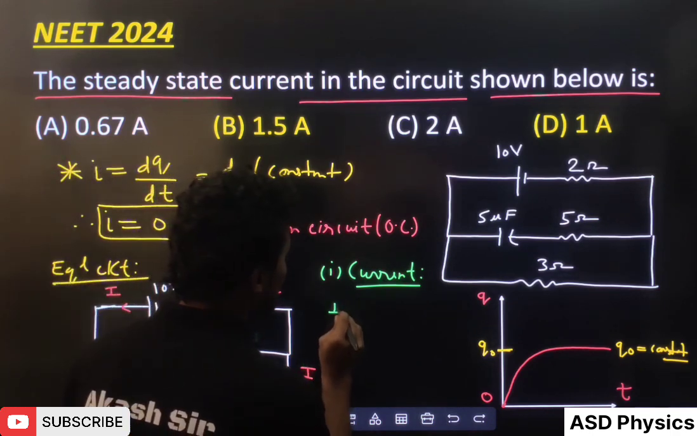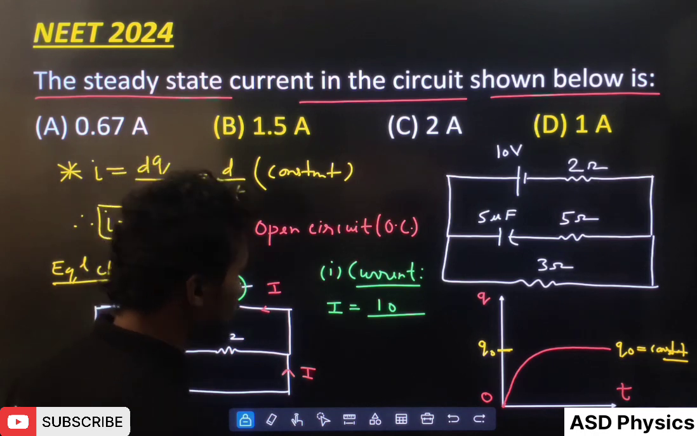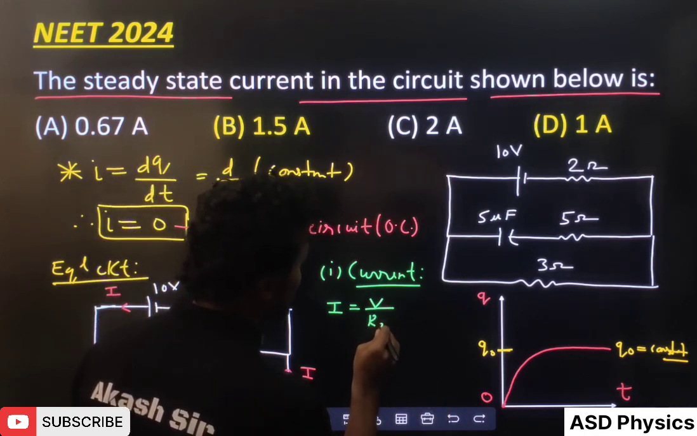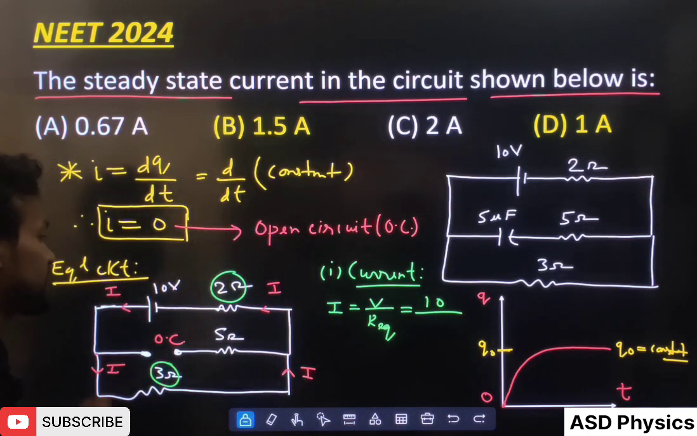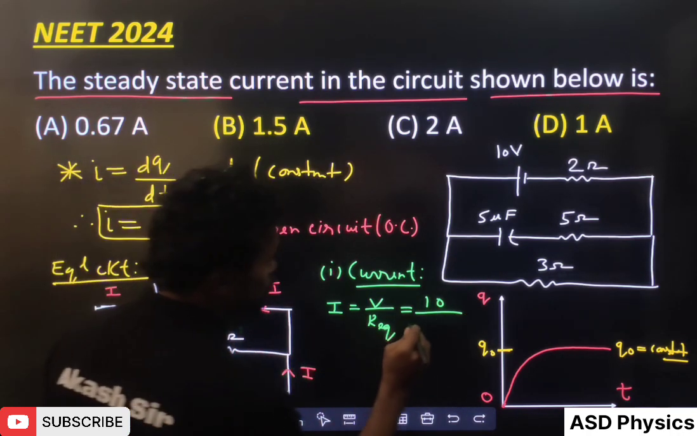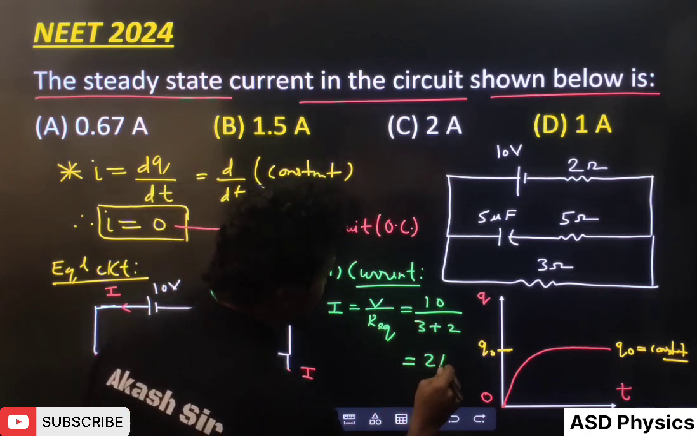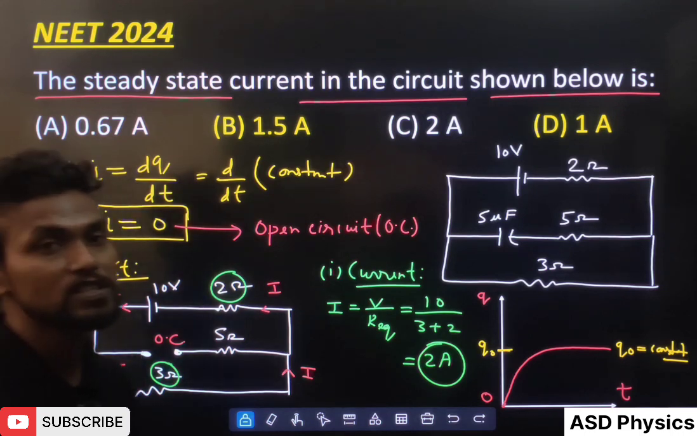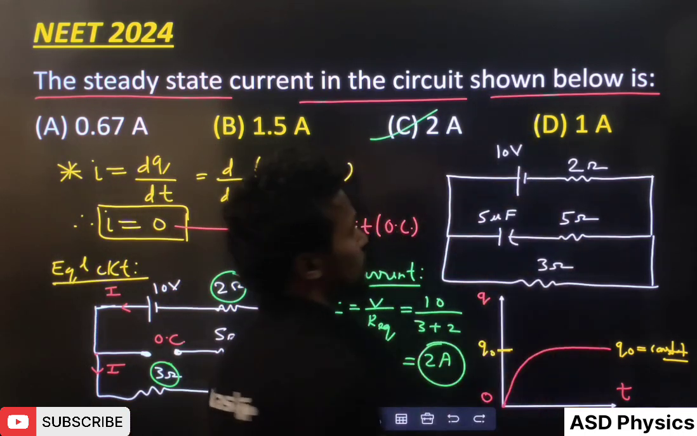That means current I is given by I equal to V by R. I can write V by R equivalent. V how much is given? 10. Resistance how much? 3 plus 2, that is 5. So 10 by 5 is 2 ampere. That means in the steady state situation, through the circuit 2 ampere current will flow. Option is C.